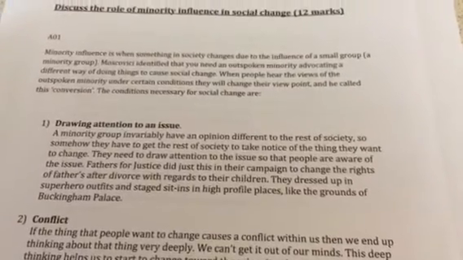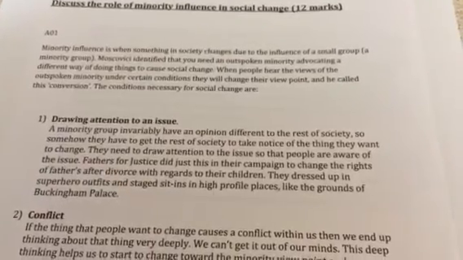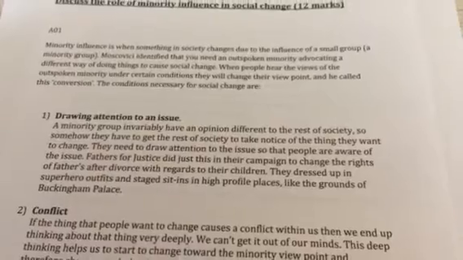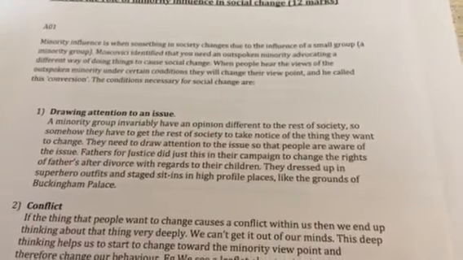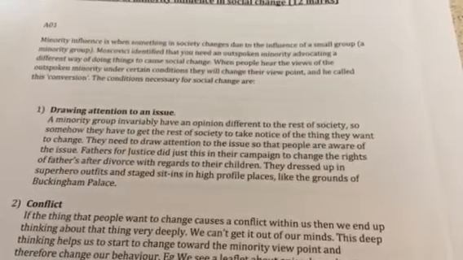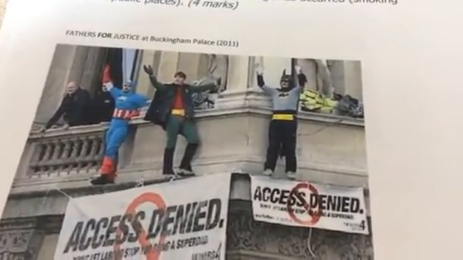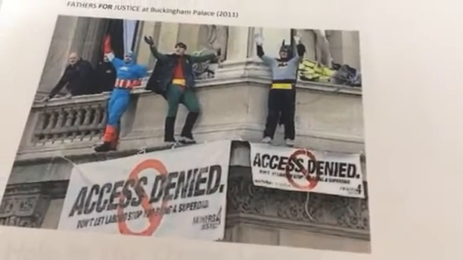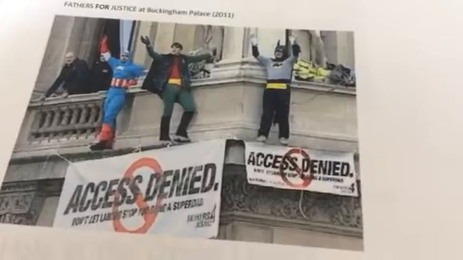1. Drawing attention to the issue. A minority group invariably have an opinion different to the rest of society, so somehow they've got to get the rest of society to take notice of the thing they want to change. They need to draw attention to the issue so that people are aware of it. Fathers for Justice did this in their campaign to change the rights of fathers after divorce with regards to their children. They dressed up in superhero outfits and staged sit-ins in high-profile places like the grounds of Buckingham Palace.